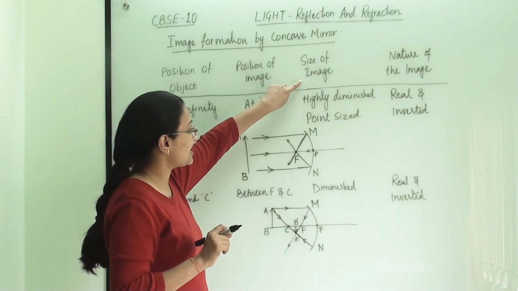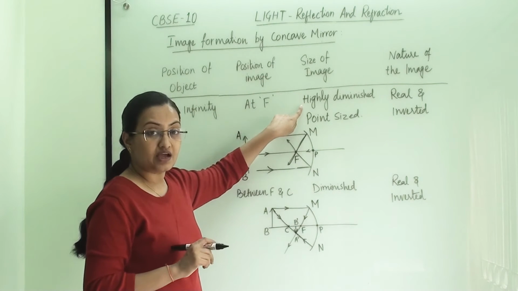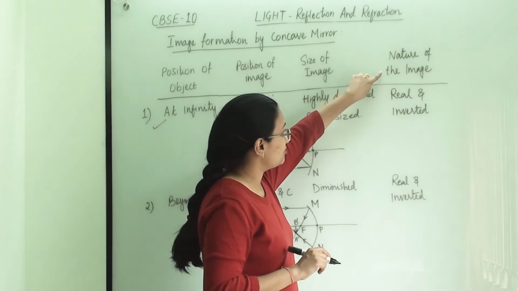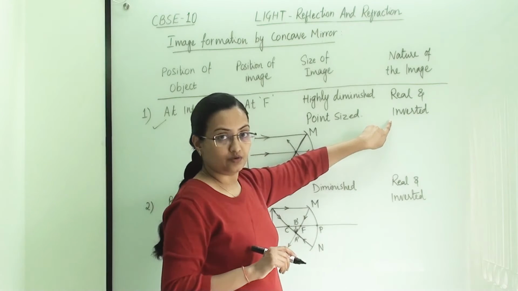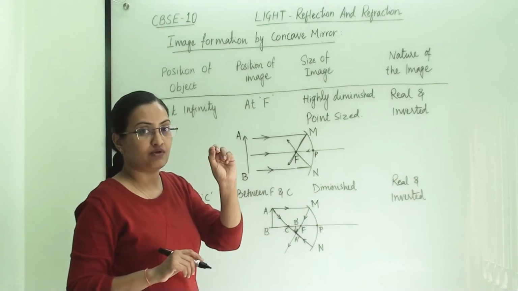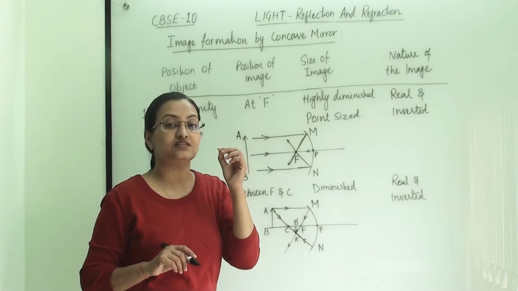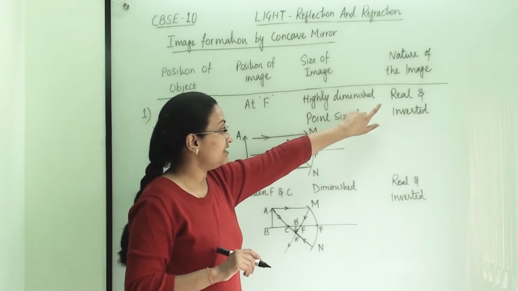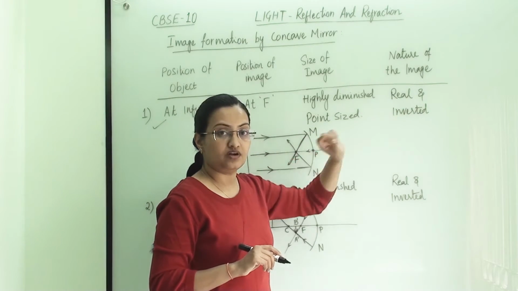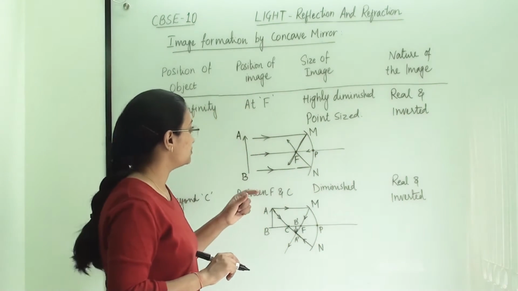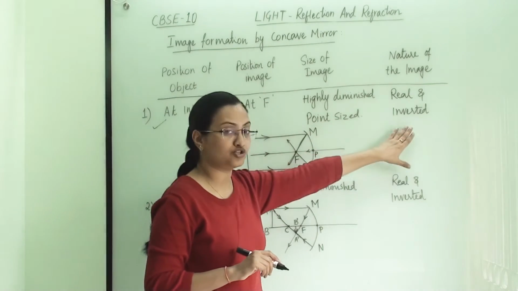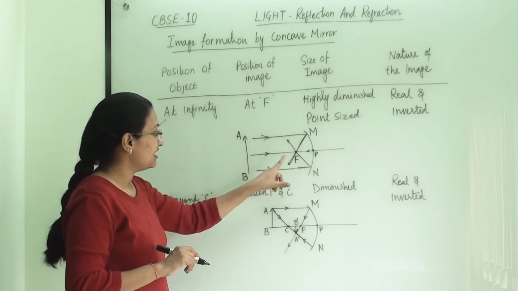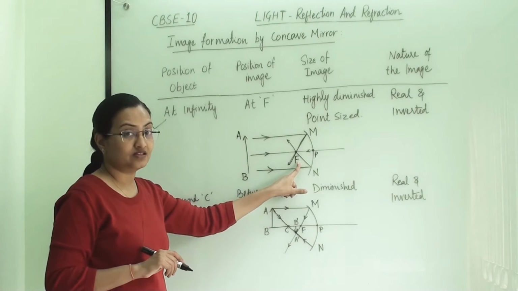Now what will be the size of the image? The image will be highly diminished and point size. Then what will be the nature of the image? It will be real and inverted. It will be a point size image, so we cannot see it clearly, and it will be highly diminished. Inverted means upside down. So that is how the size and nature of the image will be when we place the object at infinity. At that time we will get the image at point F.